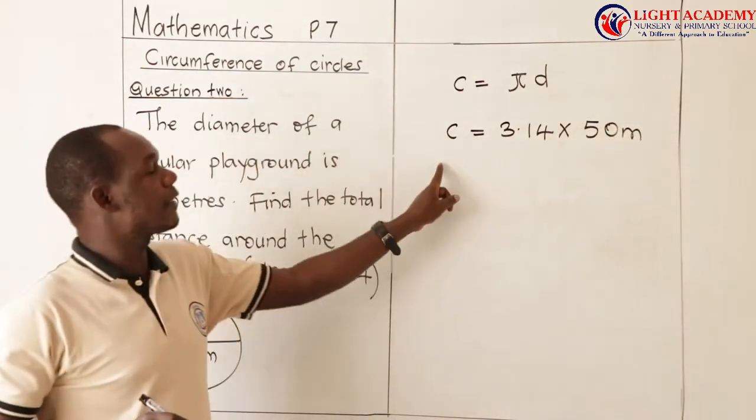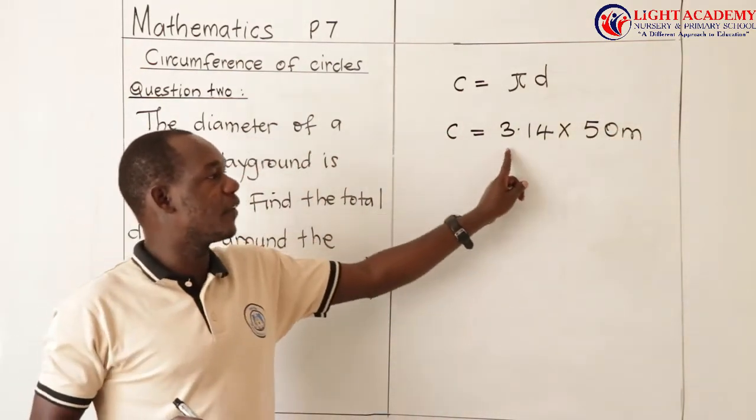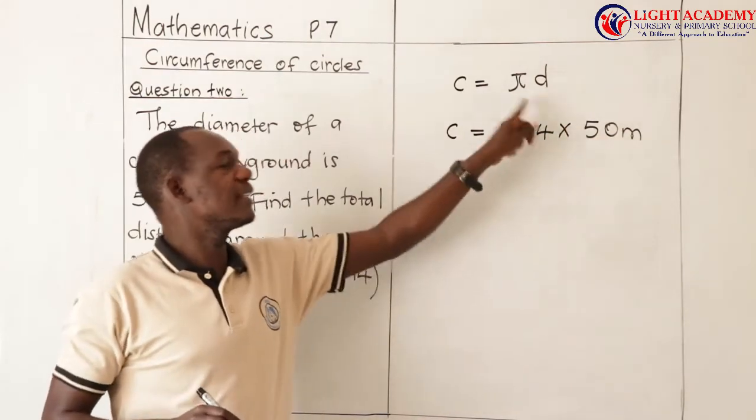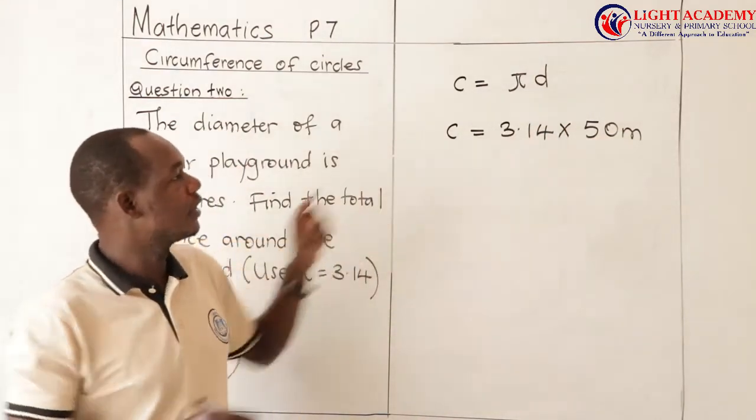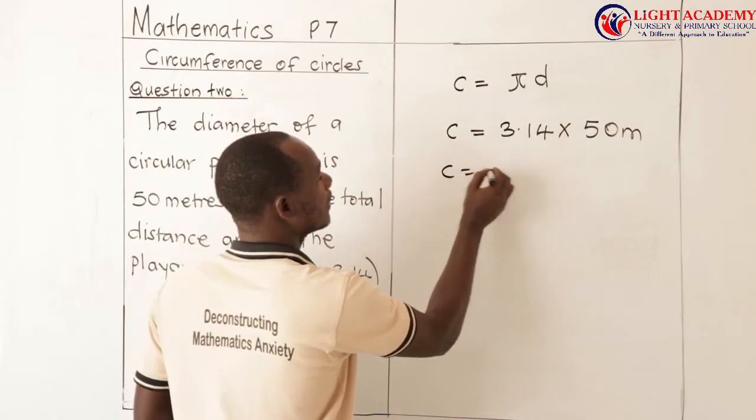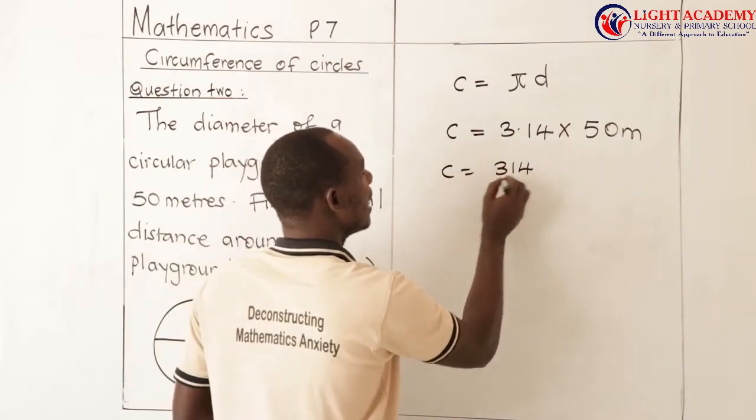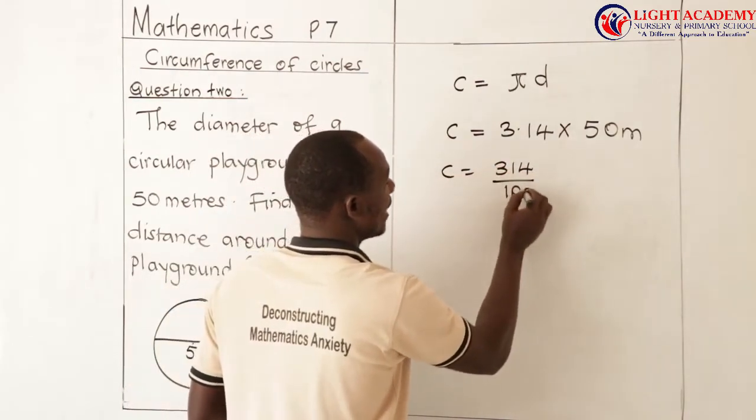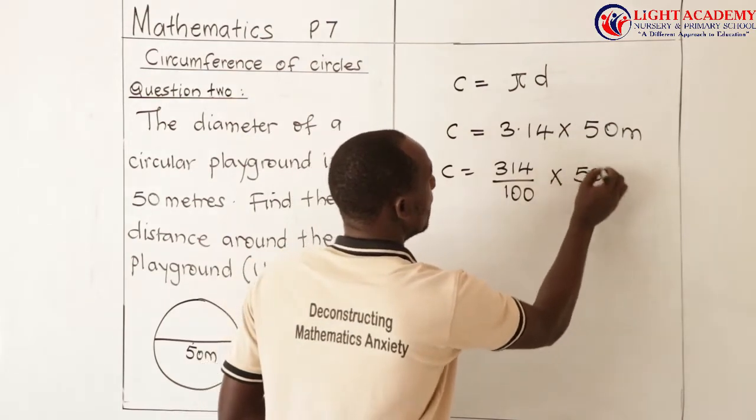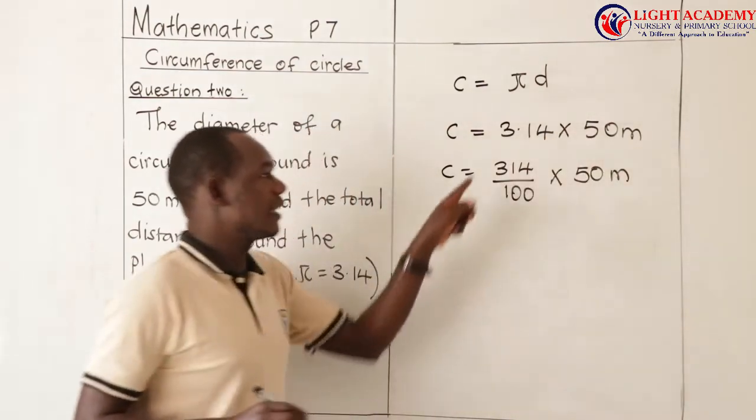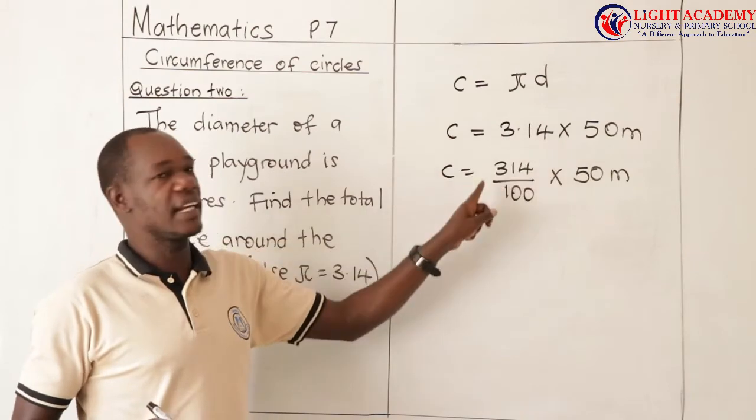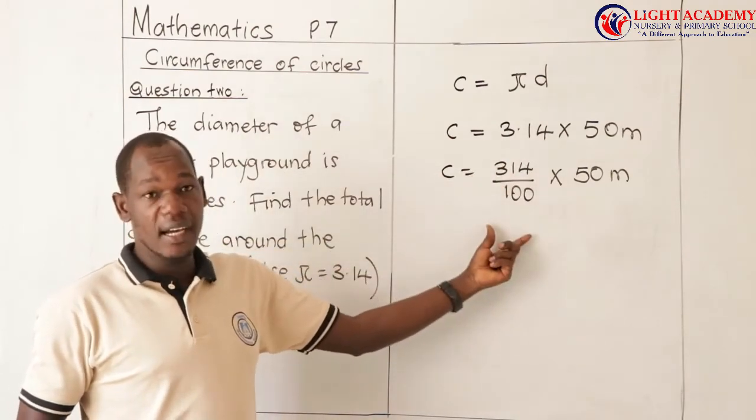In this case, the simplest way of multiplying a decimal times that 50 is to change this decimal into a fraction. So my circumference will be equal to 314 out of 100 times 50 meters. I've already changed the 3.14 to a fraction, and that is 314 out of 100.